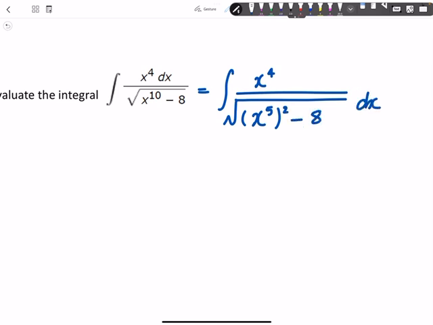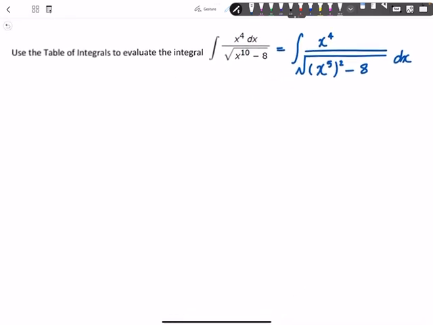And so what I would like to do actually is do the u substitution first, and then I'm going to go look for a table formula that might work. So for this problem, I think I will let u be equal to x to the power 5, which means du is equal to 5x to the power 4 dx. I do see that I have an x to the power 4 dx in my problem, so I'm just going to move the 1 over 5 du to the other side.